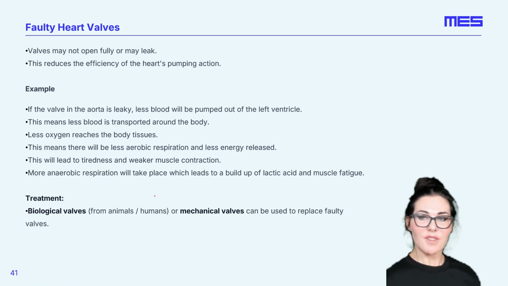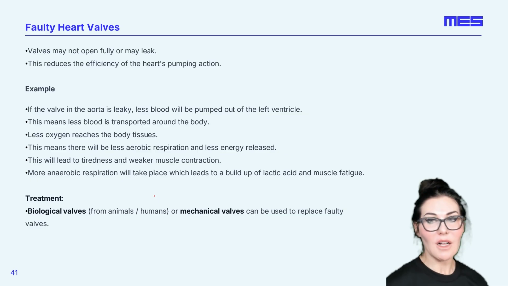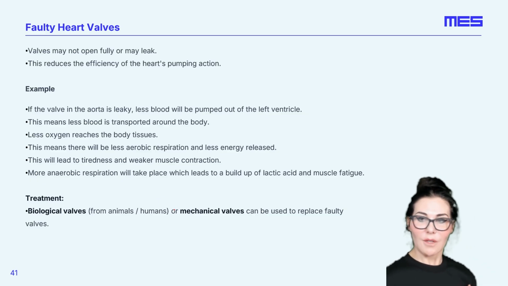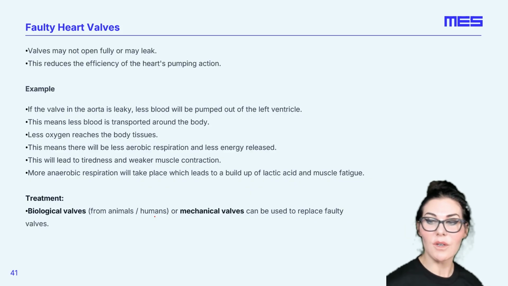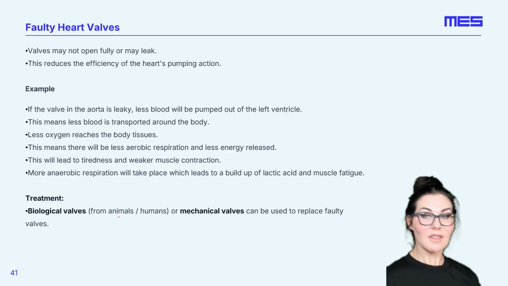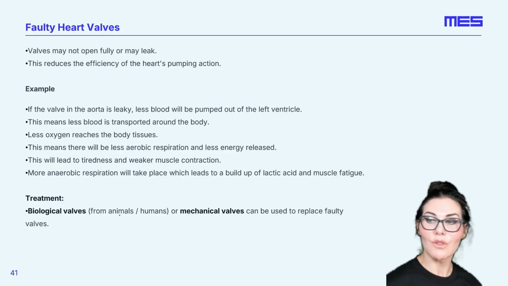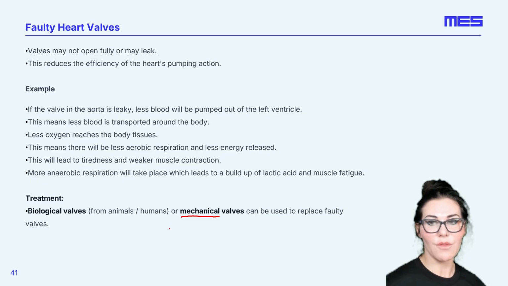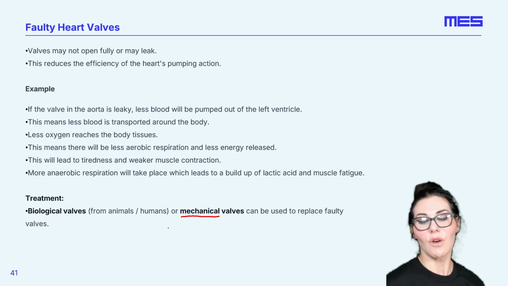Now, different valves exist. You can be given donor valves from humans. So obviously someone who's donated their heart after death, those valves can be transferred as long as they're still healthy to an individual who needs them. Some valves come from animals like pigs because they're very anatomically similar to us humans. Alternatively, you can have artificial or mechanical valves to replace faulty valves. So there's 3 possible places we can get valves from if we need them replacing: animals, humans, or man-made mechanical valves.